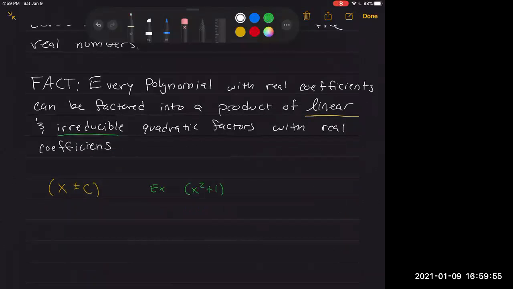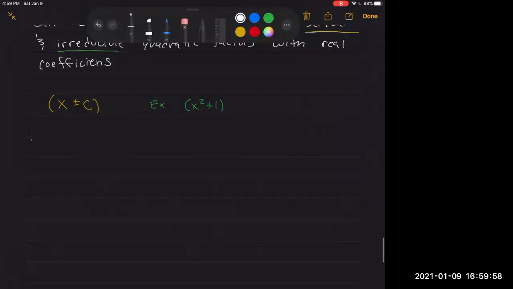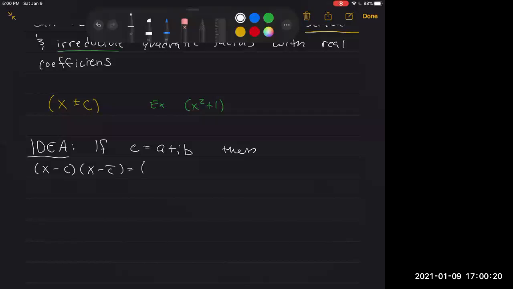All right, so the big idea behind this fact is that if we have c equals a plus ib, so c is a complex number, then (x minus c)(x minus c conjugate) equals (x minus a minus ib)(x minus a plus ib).